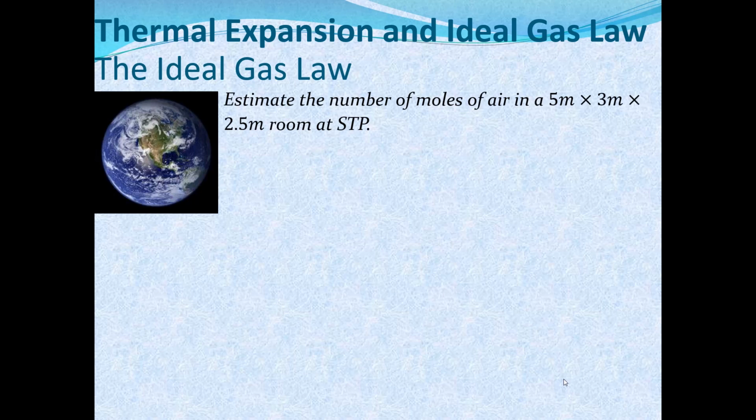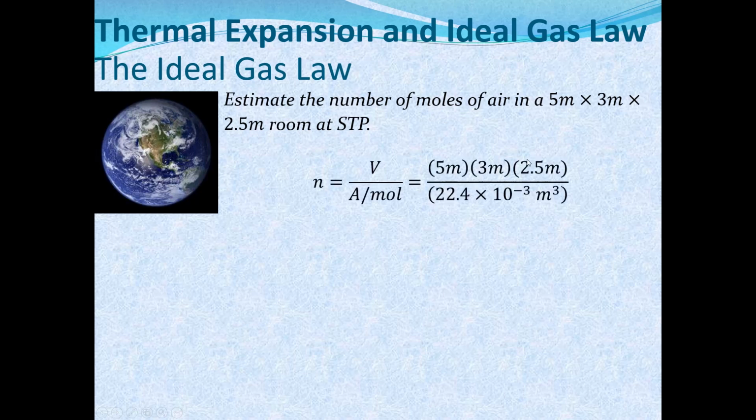All right, so we want the number of moles of air at STP. Now, the thing is, they give us the volume of the room. So what we can do is actually use our little trick and say that we take the volume of the room and divide it by the volume for 1 mole at STP, and we end up getting that it's 1,700 moles.